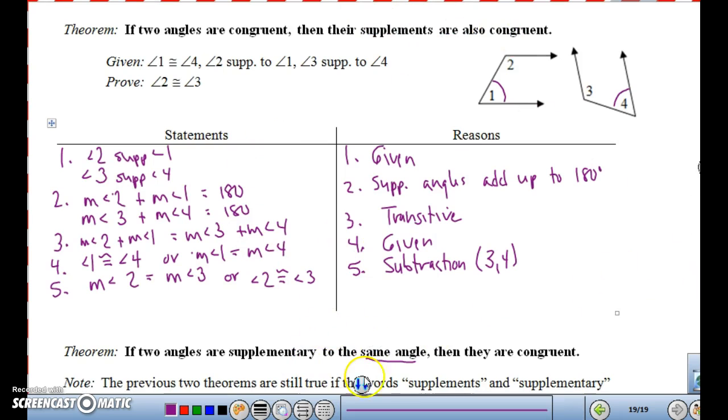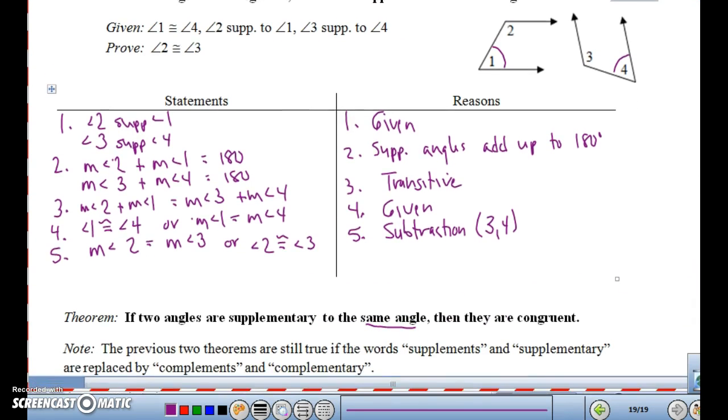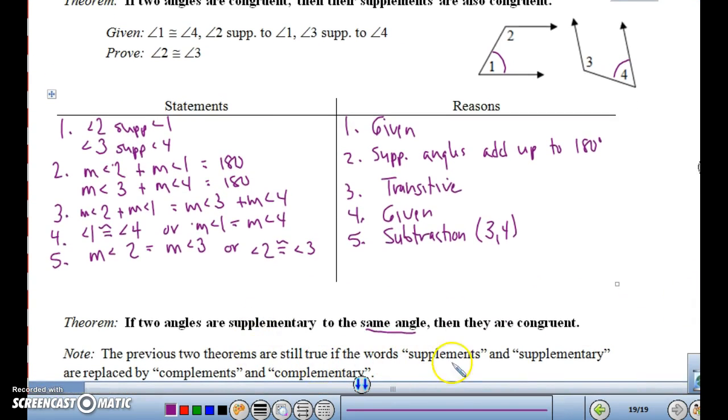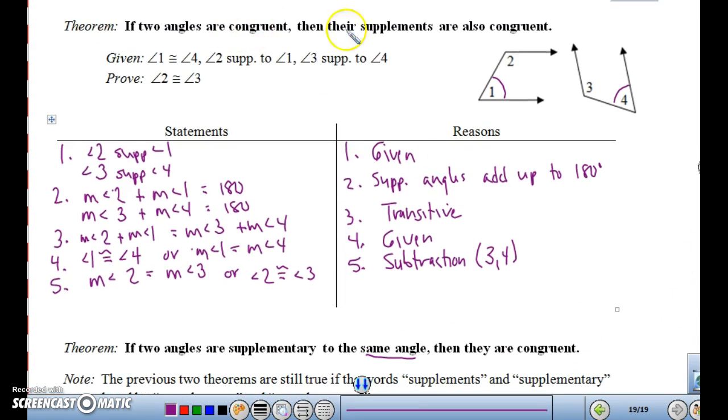Now, the two previous theorems are still true if the words supplements and supplementary are replaced by complements and complementary. So you could also say if two angles are congruent, their complements are congruent, or if two angles are complementary to the same angle, they are congruent. So we have just gone over our basic theorems. We have one more new theorem to talk about.